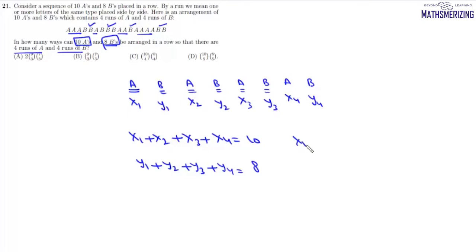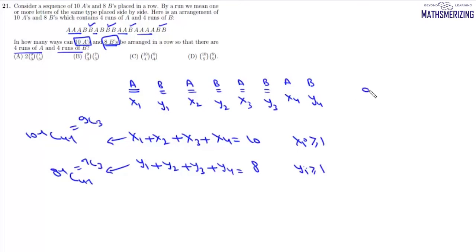And we have to find the number of positive integral solutions, because in each run there has to be at least one A or one B. So in the first case, the number of positive integral solutions is n minus 1 C r minus 1, so it will be 10 minus 1 C 4 minus 1. And the second one will be 8 minus 1 C 4 minus 1. Now this is 9C3 and this is 7C3. So in this case, it will be 9C3 into 7C3.